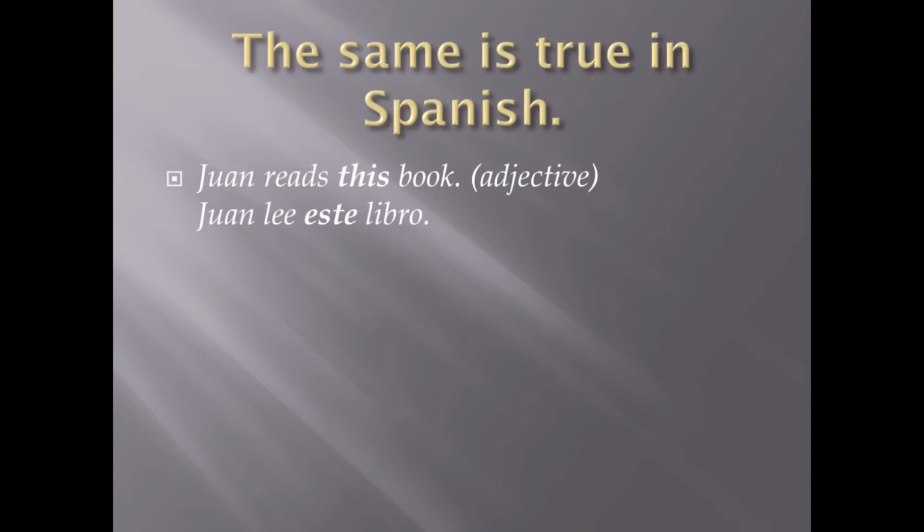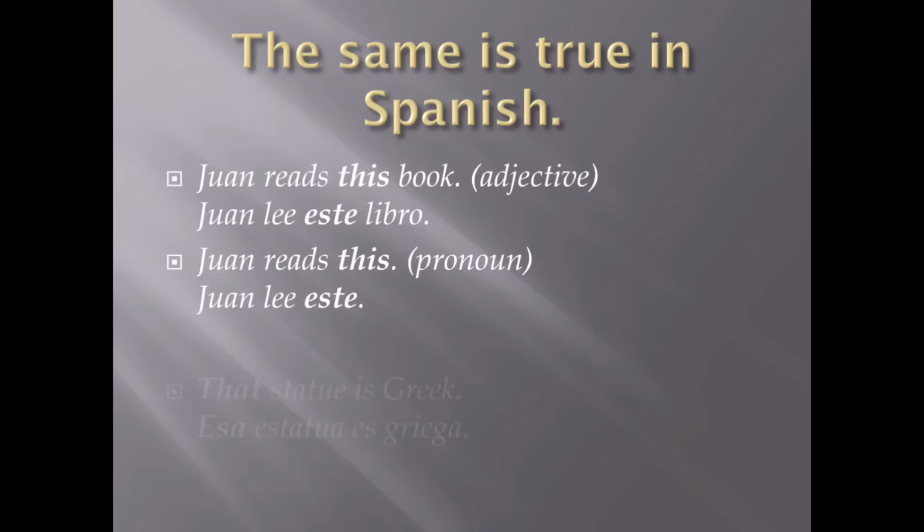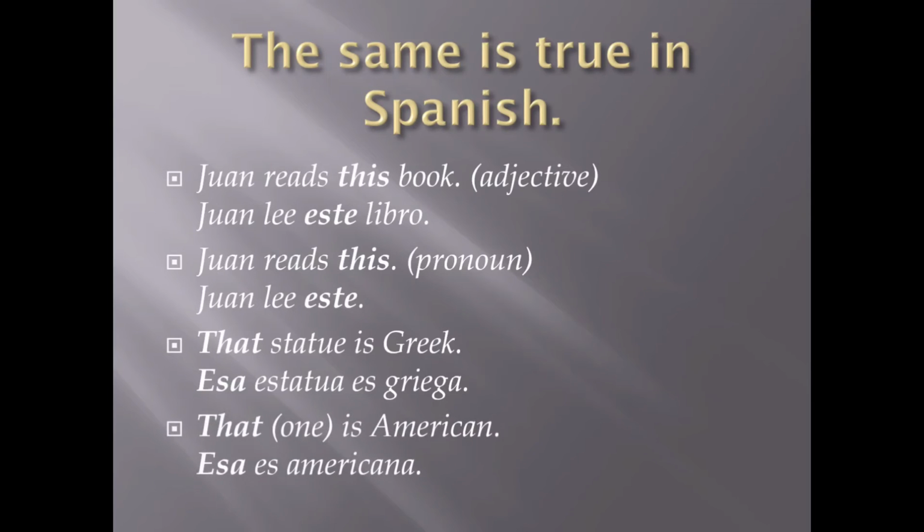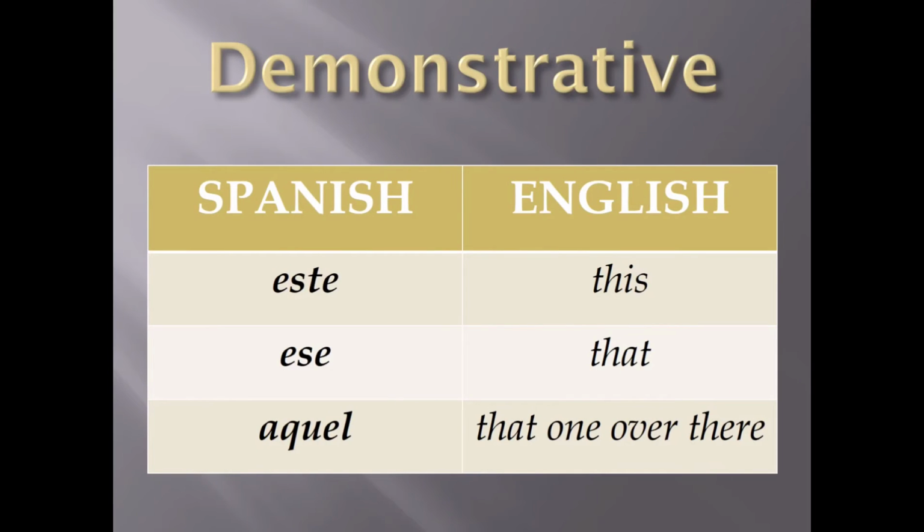Now, this is the same with Spanish. This example: Juan reads this book. So this is used as an adjective. And in Español, Juan lee este libro. The next one: Juan reads this. This is used as a pronoun. Juan lee este. That statue is Greek, used as an adjective. Esa estatua es griega. That one is American. Esa es americana.